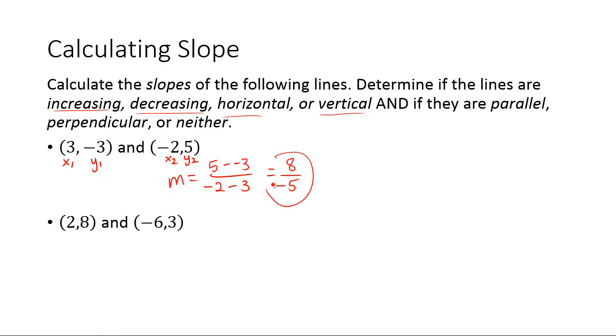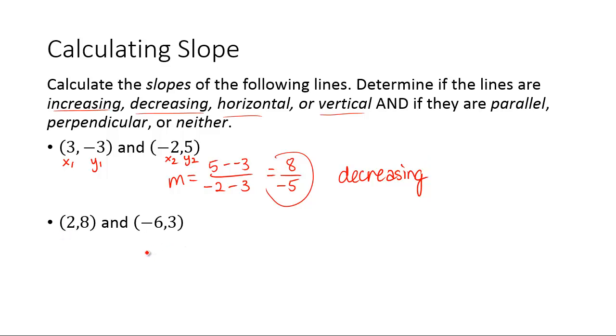And that doesn't simplify, so that's the slope. What kind of line is it? Well, it's a decreasing line because it's a negative slope. You can put the negative up top as per convention, but that's fine as well.